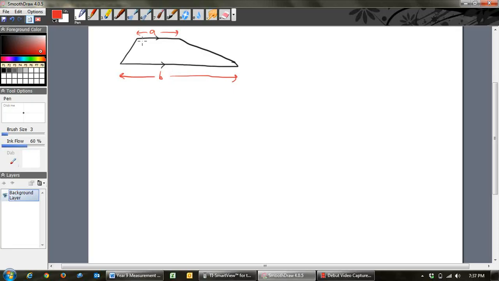and that's B there. If it's got some height H, then the area of this particular shape is going to be half times A plus B times H. In other words, it's the average of A and B, A plus B divided by 2, times the height. That's how I think of that one.